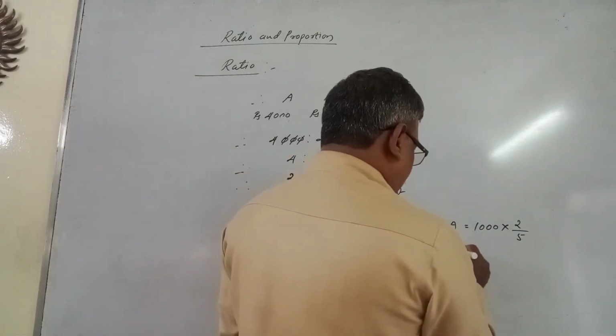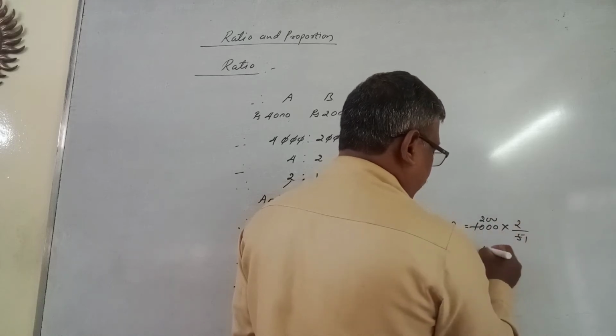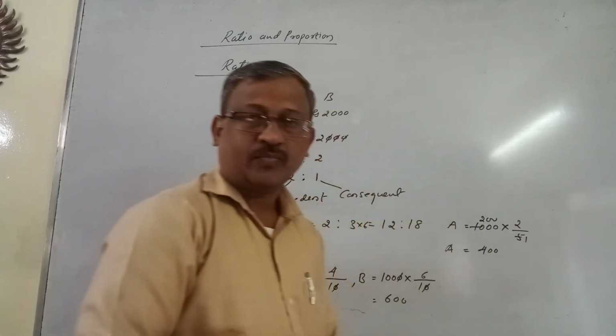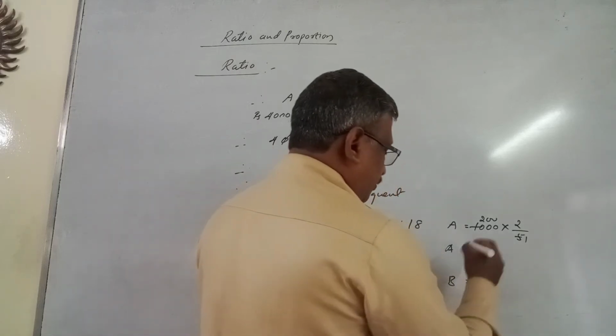Or if you divide this, 5 ones are 5, 5 twos are 10. So 200 into 2, you will get how much? It is 400. Right? Or if you calculate B's share, so B's share will be how much?